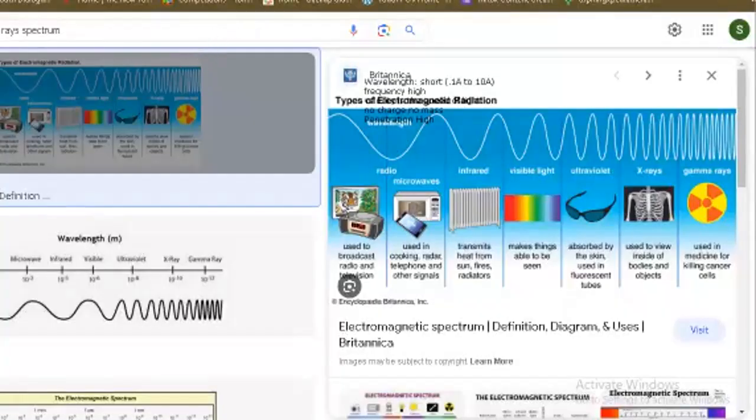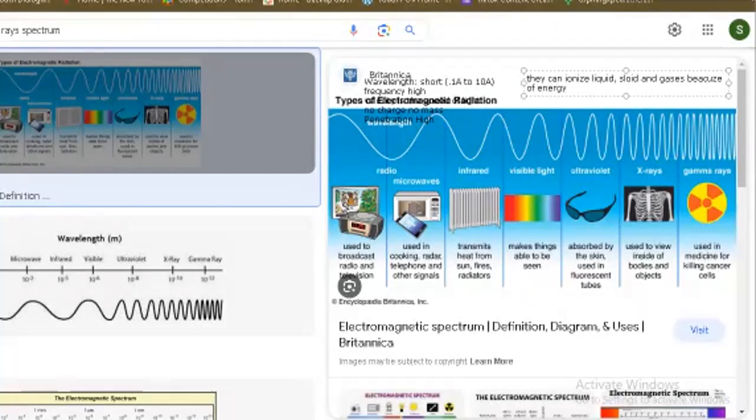One more thing that I also want to add over here is that they can ionize gases, solids, liquids and gases. Why? They don't have mass, they don't have charge, but why do they do this? Because of the energy that they possess, they ionize the gas particles.